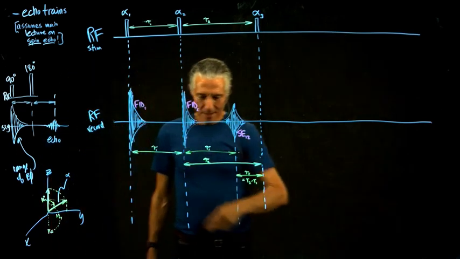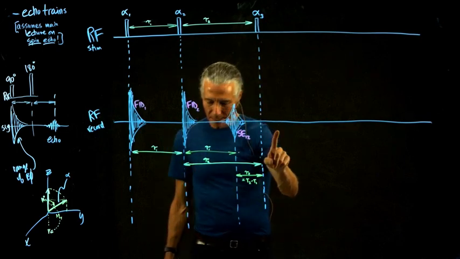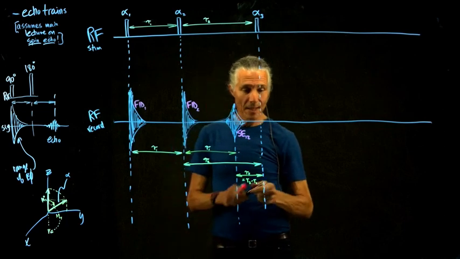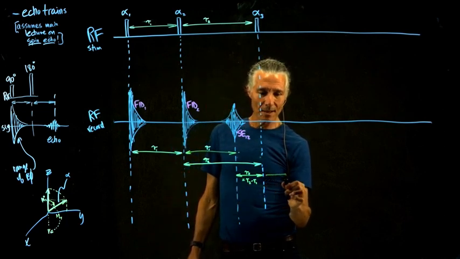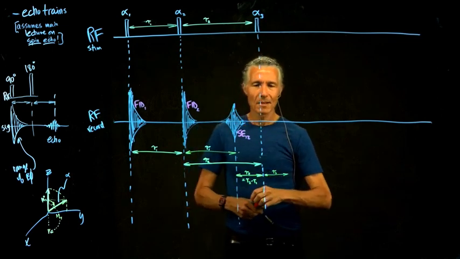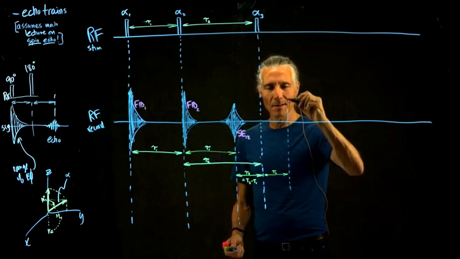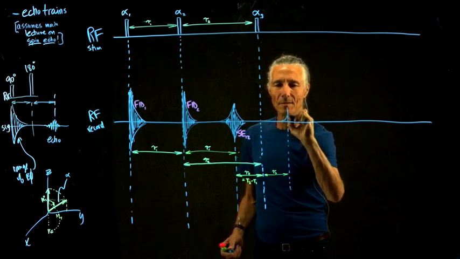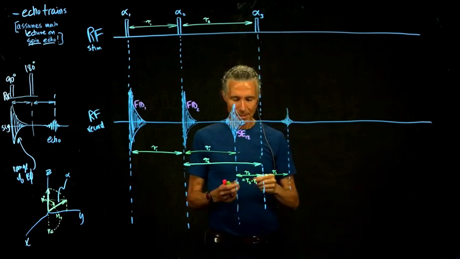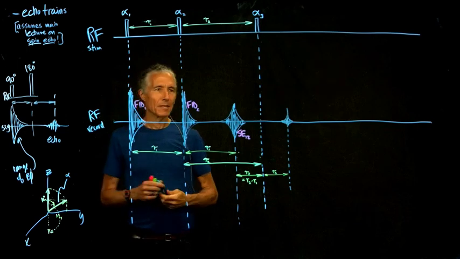Okay, so what's the first thing that happens after this? The first thing that happens after this is another echo that is tau 3 here. So another little echo happens right here. Not a very big one. So where did that echo come from?